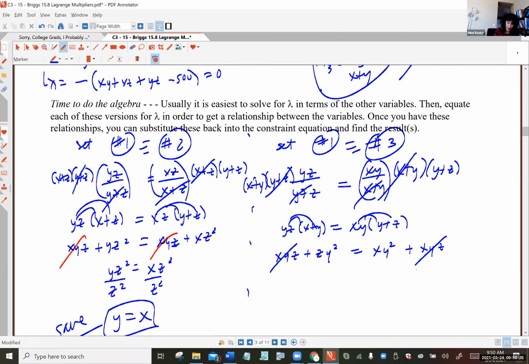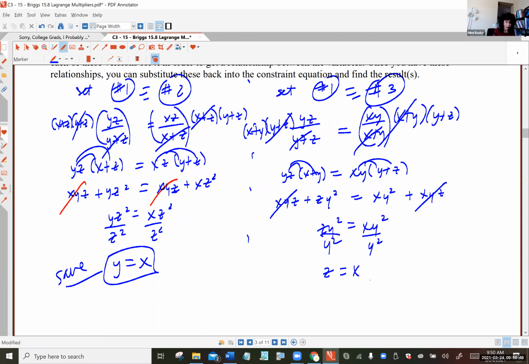Subtract xyz from both sides again. It's gone. So then we just have zy squared equals xy squared. Well, assuming y is non-zero, we'll divide it out and we get z is equal to x. Okay, great. Now, the good news is we have both y and z in terms of x. Usually they're not always going to be the same like this. This is an easy problem.